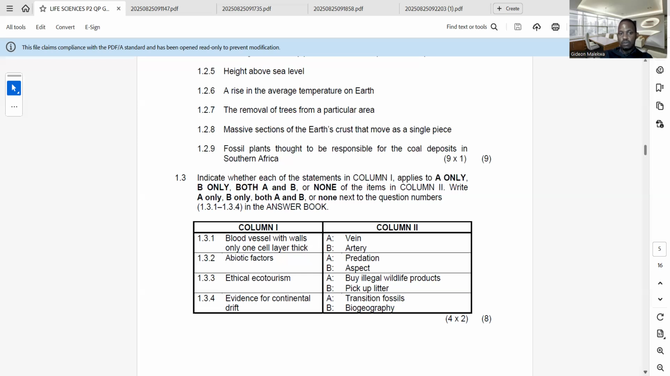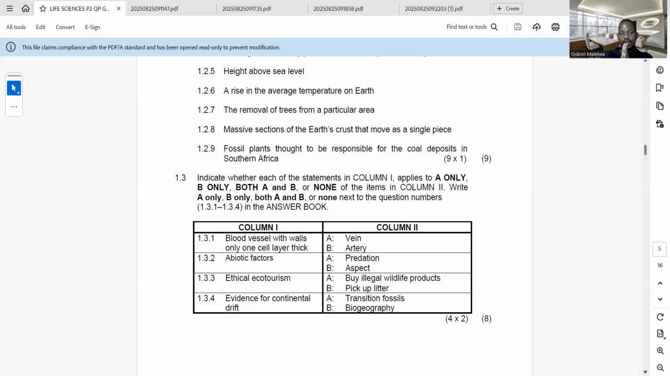So the correct option that is going to make up our answer is none. None is the answer that we are going to write. 1.3.1, the answer is none. Just as a little bit of an explanation, the blood vessels with walls with only one cell layer thick are the capillaries.